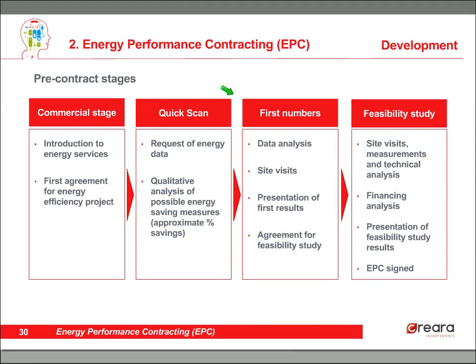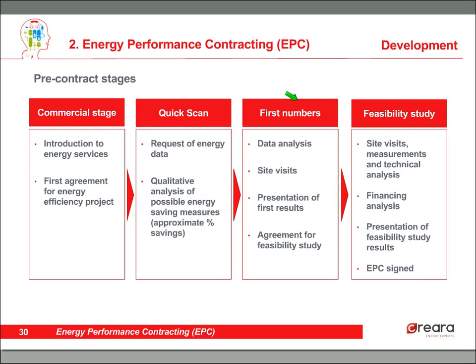Now, once we have these first numbers, usually you present them to the client, saying, okay, there is potential or there's not. If there's not, we're done. But if there's potential, usually you sign a second agreement in order to provide a feasibility study.